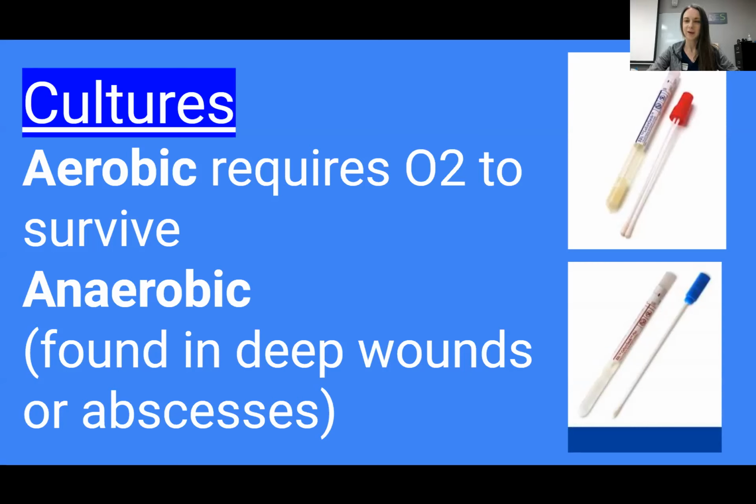Okay, so that is my culture swabs. Very common to do in the operating room. Make sure you're familiar with what culture swabs are.